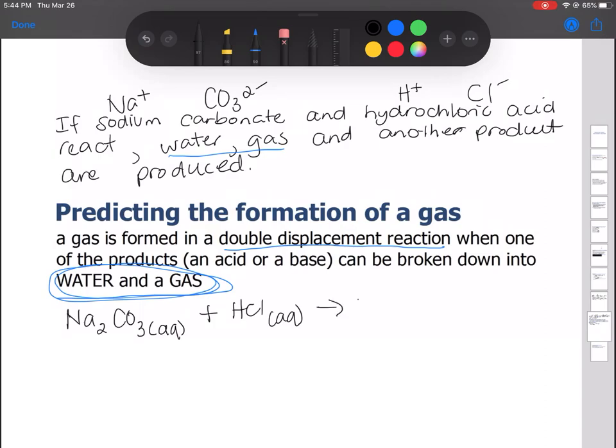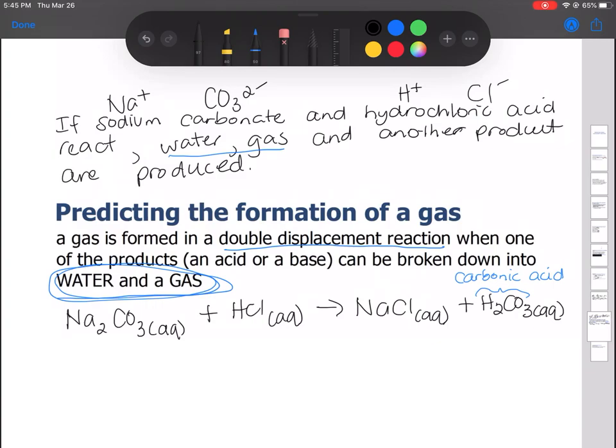So now we're going to switch the partners. So now we're going to get sodium chloride, which is aqueous, and we're going to get hydrogen carbonate, which is aqueous. Now, maybe you see this, and I just called it hydrogen carbonate, but maybe you say to yourself, Miss Todd, that is also carbonic acid, which it is. You would not be wrong.